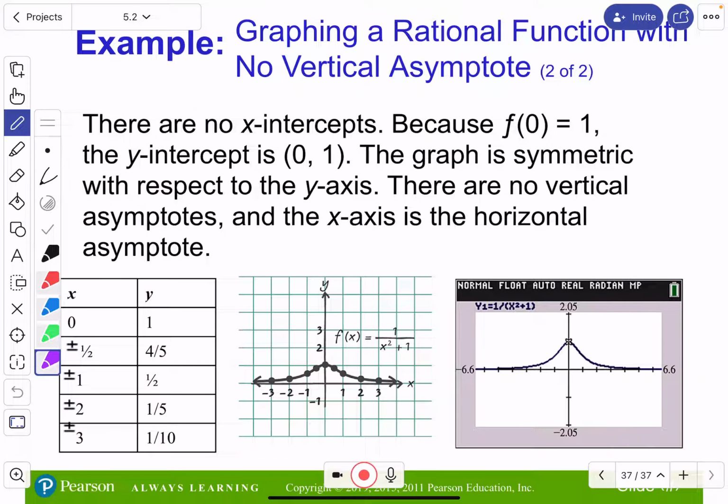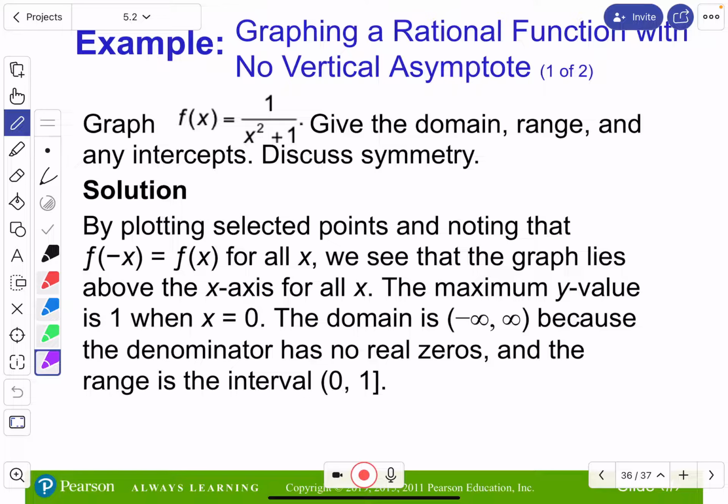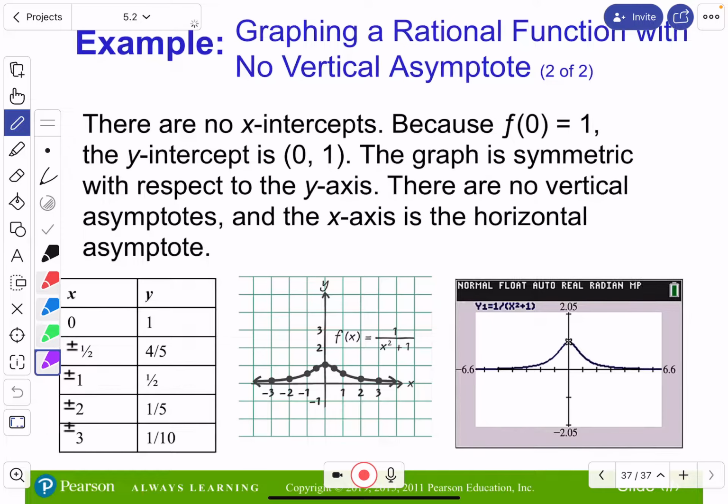There can be no vertical asymptote. So if you look at this one, x squared plus 1, that never equals 0. x squared equals -1, square root is i. So there's just no vertical asymptote. So if you were to put that one in the graph, it would look like this, and it would actually touch that point. So that is 5.2.